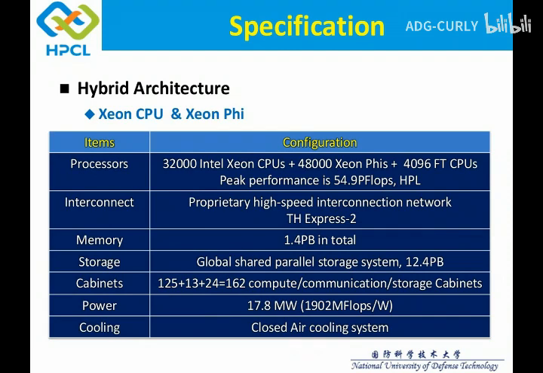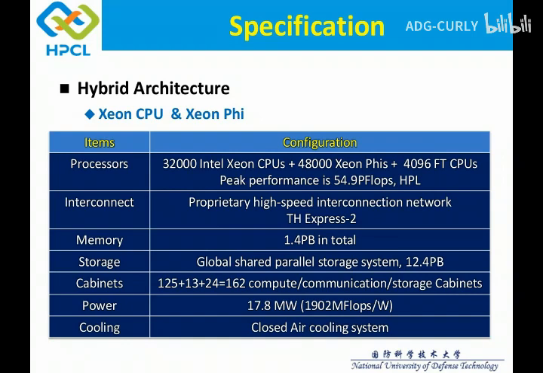These Xeon Phis are the many core processors, and the Xeons are the multi-core processors. In addition, it's got about 4,000 of these FT CPUs, which are used to manage the computer. They're not actually used for the main computation. If you add up all of this, you get about 55 petaflops of performance. I think they've slightly upgraded this computer recently so that it's getting slightly over 60 petaflops, but back when these slides were prepared, the computer had about 55 petaflops of performance.